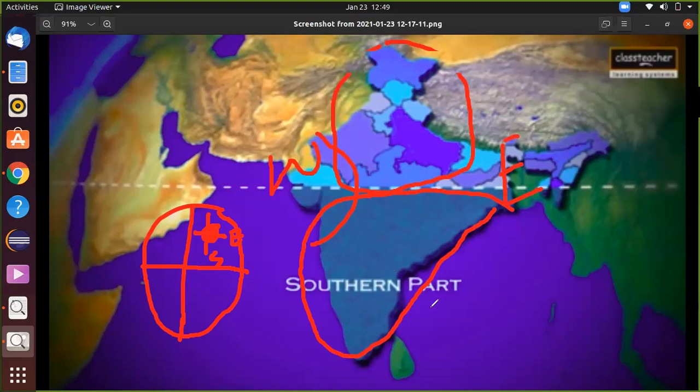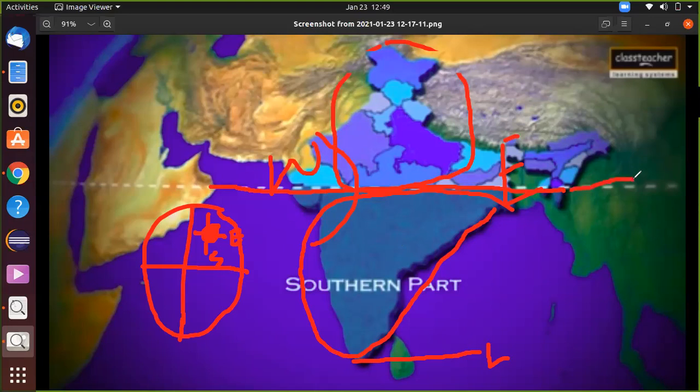Now, this southern part lies between 8 degrees 4 minutes latitude over here and the Tropic of Cancer. This is the Tropic of Cancer, the line that bisects India into two hemispheres, northern and southern. This is the Tropic of Cancer.